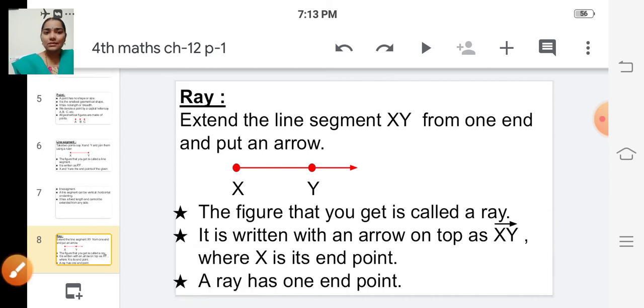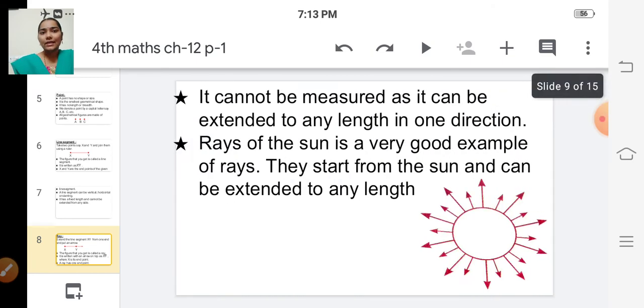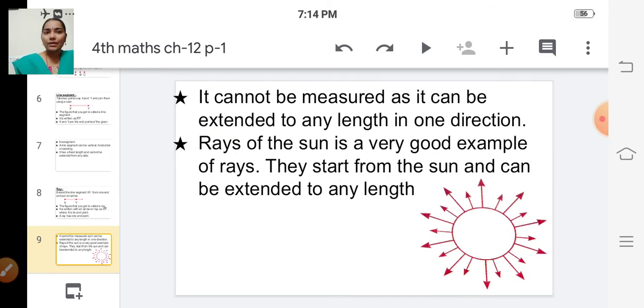Where X is its end point. A ray has one end point. A line segment has two end points, and a ray has one end point, because we have extended one end, isn't it? It cannot be measured, as it can be extended to any length in one direction. So we can extend it to any length, and it cannot be measured in one direction.